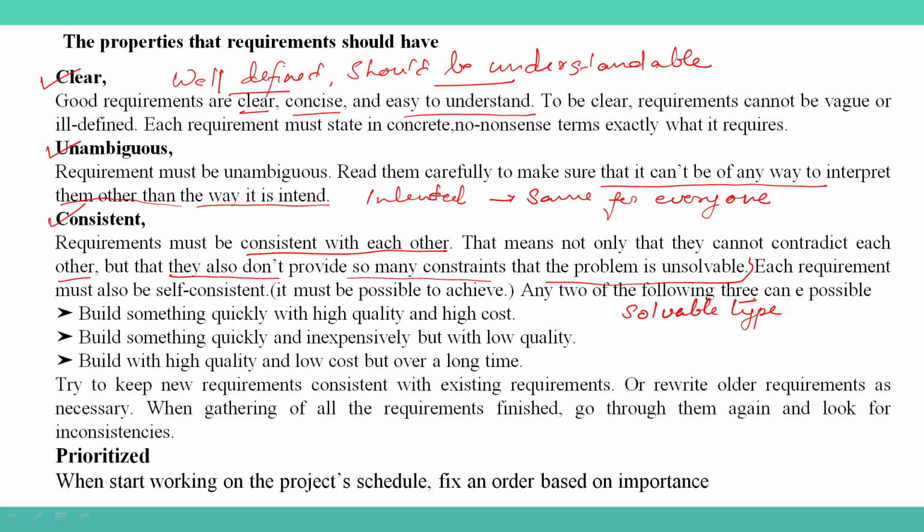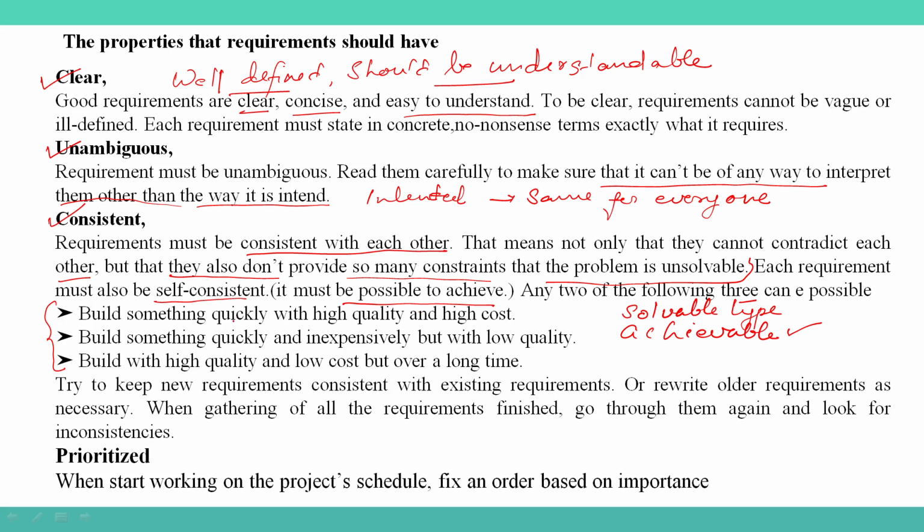Then each requirement must also be self-compliant, self-consistent. That is, it must be possible to achieve. It should be possible to achieve and solvable ആയിരിക്കണം അതോടൊപ്പം തന്നെ അച്ചീവബിൾ ആയിരിക്കണം. കാരണം ഇത് ഇംപ്ലിമെന്റ് ചെയ്ത് കഴിഞ്ഞാൽ it should work. Then any two of the following three can be possible. കാരണം ഇത് ഡെവലപ്പ് ചെയ്യുമ്പോൾ മൂന്ന് ഡിഫറെന്റ് ആസ്പെക്റ്റുകളാണ് നമുക്ക് ചെയ്യാൻ പറ്റുക. ഇത് ബേസ്ഡ് ഓൺ കോസ്റ്റ് ആൻഡ് ടൈം.